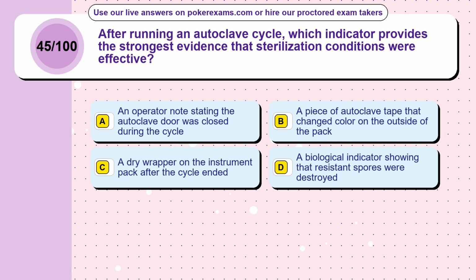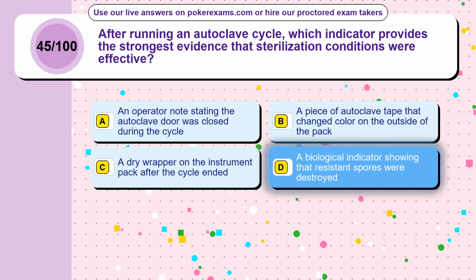Question 45. After running an autoclave cycle, which indicator provides the strongest evidence that sterilization conditions were effective? Option A, an operator note stating the autoclave door was closed during the cycle. Option B, a piece of autoclave tape that changed color on the outside of the pack. Option C, a dry wrapper on the instrument pack after the cycle ended. Option D, a biological indicator showing that resistant spores were destroyed. The correct answer is option D, a biological indicator showing that resistant spores were destroyed.